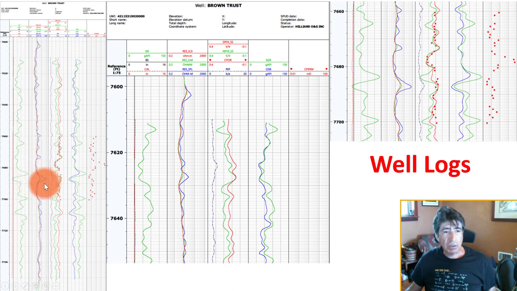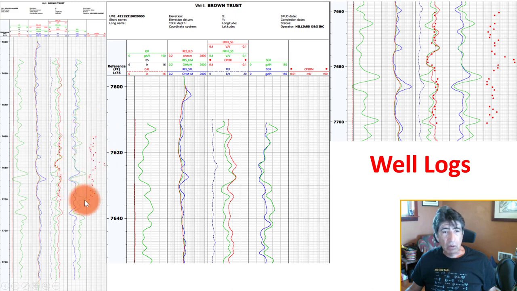We can see the presence of invasion as manifested in some of these logs. Then we have the neutron density PEF logs, and we have the gamma ray log and the calculated gamma ray log. Calculated in this case means that the component of the uranium part of the gamma ray log has been eliminated.